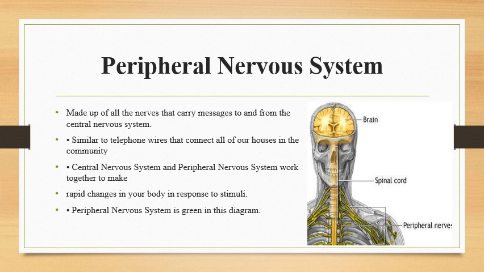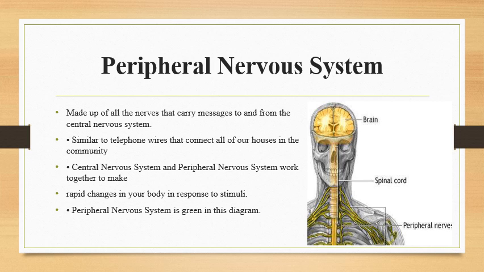So again, the next is the peripheral nervous system or PNS. It is made up of all the nerves that carry messages from the central nervous system or CNS. What is its basic function? Just to transport messages from one part of the body to another part of the body. And we can also call it a similar structure to the telephone wires which are connected in our home.